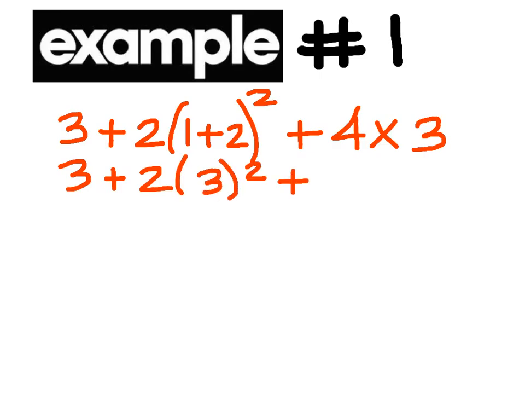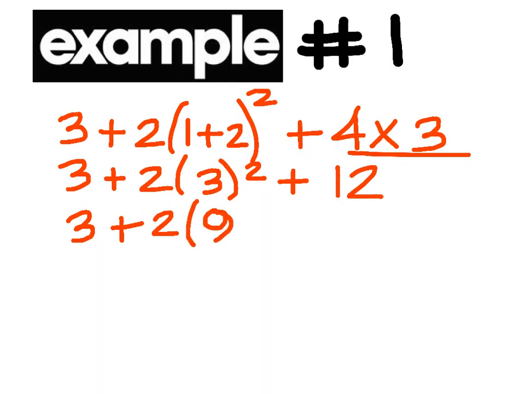Make that a 3. Now this 4 times 3 on the back end, it's multiplication separated by addition from the rest, so you can still go ahead and do that, even though it's out of order technically, but you can still do it. So go back to the parentheses and take care of the exponent. 3 squared is 9. Anytime you square something, you multiply it by itself.